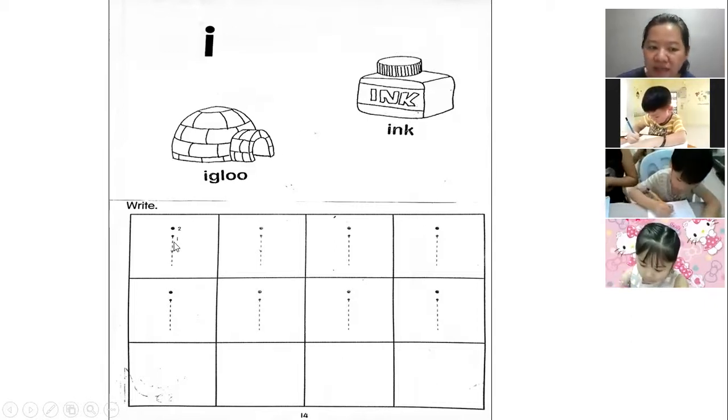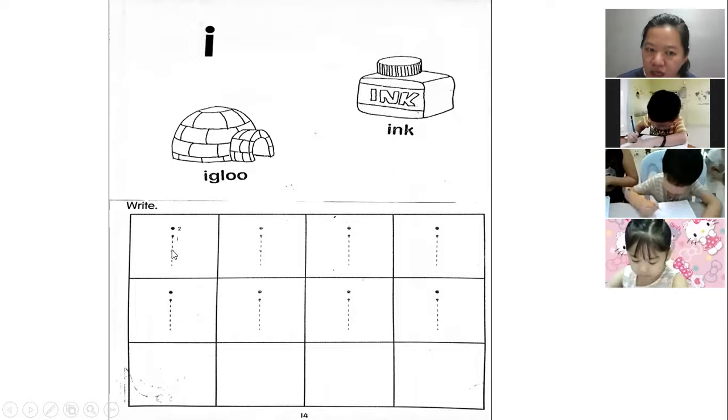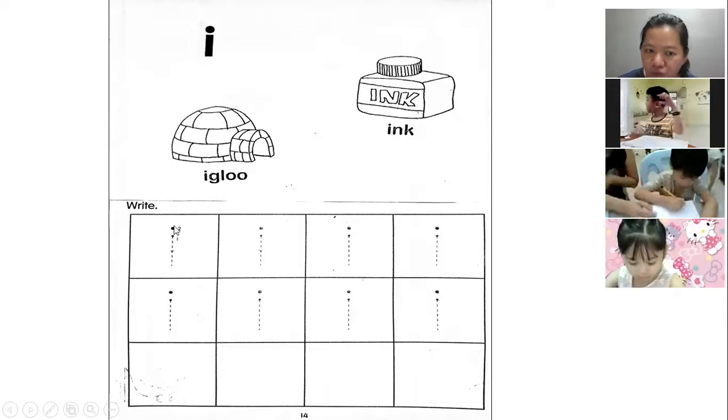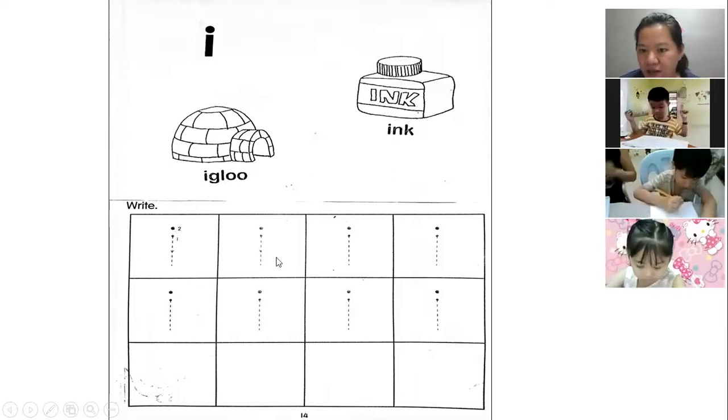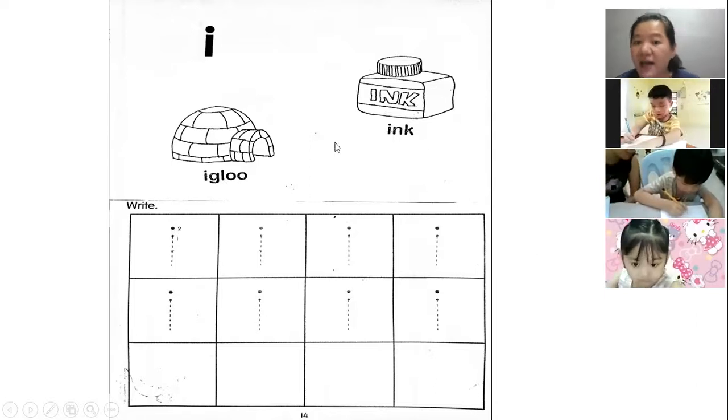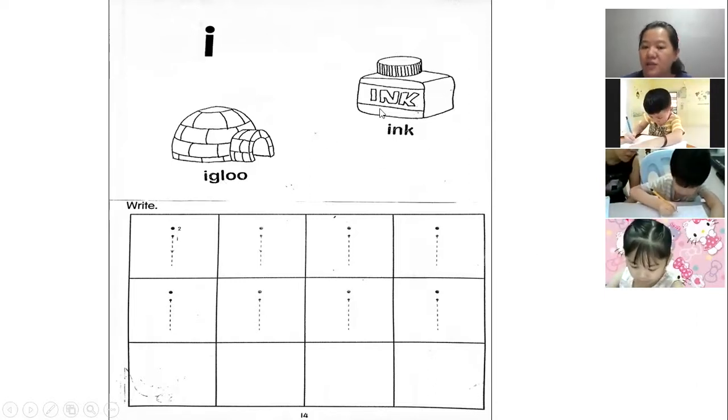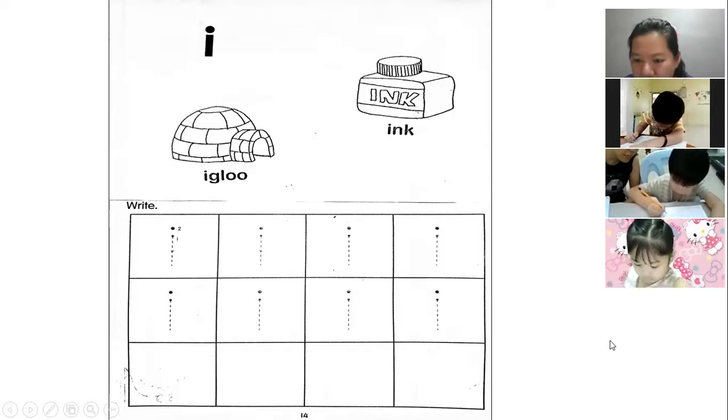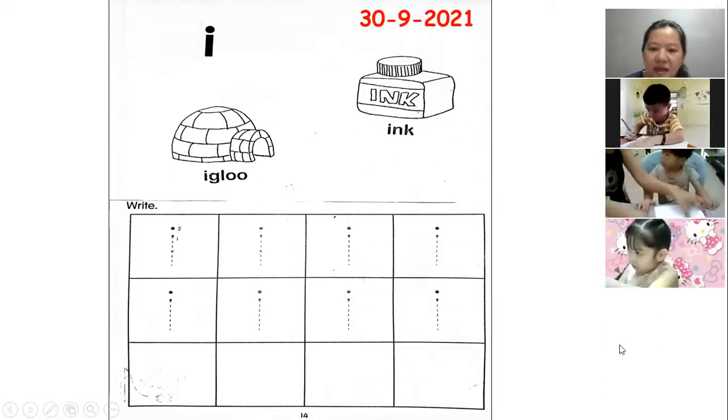Okay, how do we write the letter I? Straight down here, and then don't forget the dots. You can color the pictures after you do it.